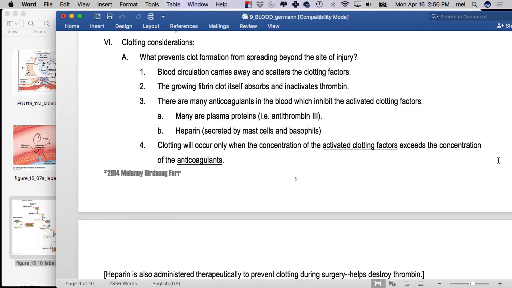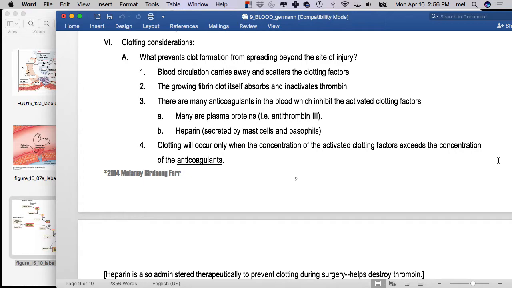And then in addition, you have anticoagulants that are circulating, active anticoagulants all the time. You've got antithrombin 3, which is a plasma protein. You've got heparin. Did you guys know that heparin is an anticoagulant? It's secreted by basophils, which is a type of white blood cell. It's secreted all the time.